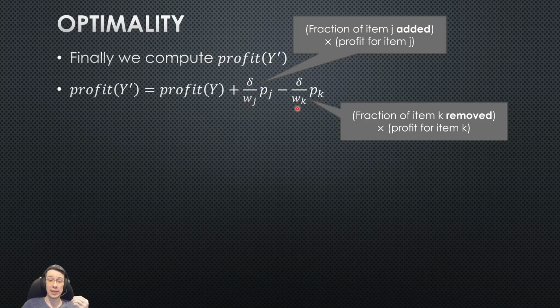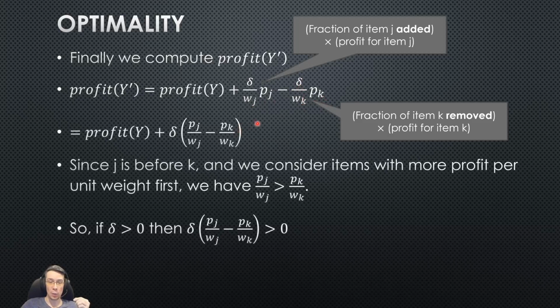And of course we're removing some fraction of item k, so we're removing profit proportional to that fraction. So the fraction of item k we're removing is delta over wk, so the profit we're removing is pk times delta over wk. So our profit for y prime is going to be the profit of y plus delta over wj times pj minus delta over wk times pk. And with a little bit of algebra, we can pull the delta out front of these two expressions and combine them, and we can see that the profit of y prime is going to be the profit of y plus this thing. So if this thing is positive, then we've shown that the profit increases when we make our changes to obtain y prime from y.